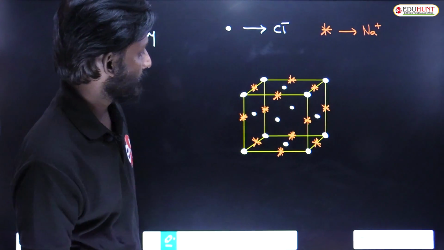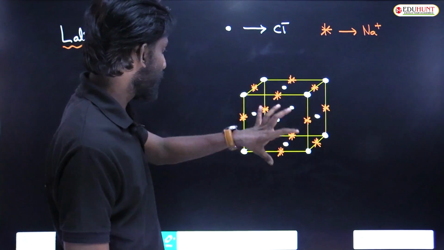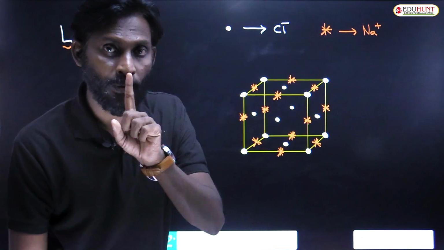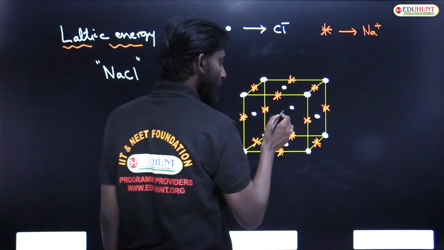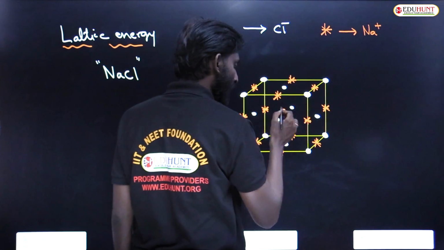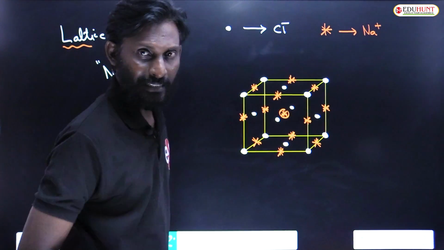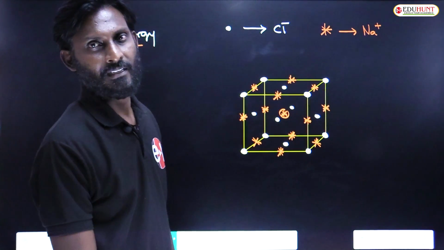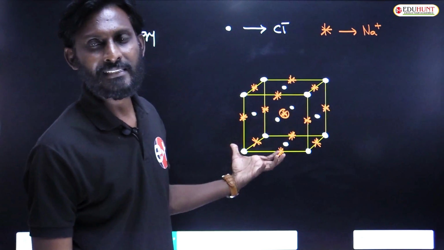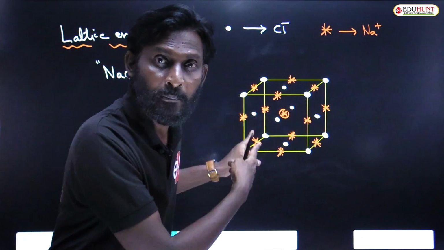I think all the edge centers are covered. Along with all the edge centers, there is one Na plus which is inside the cube, at the middle of the cube. I call that place the body center. I'm circling it to show it separately. Now this is the basic portion of the entire sodium chloride crystal.